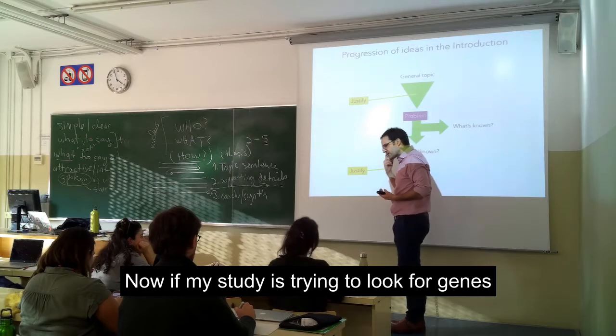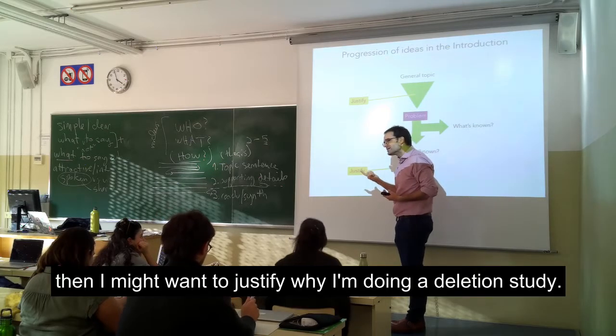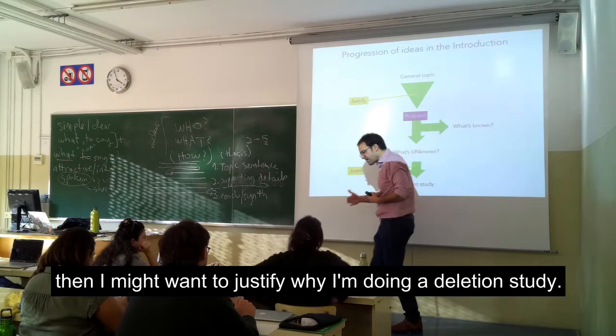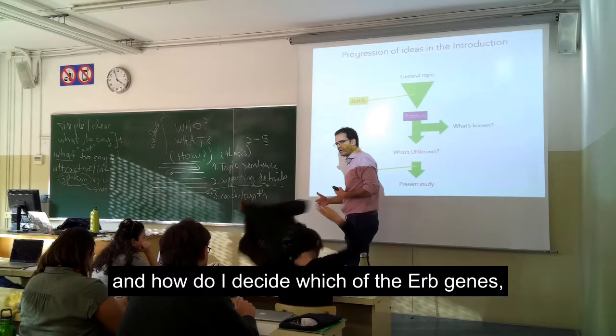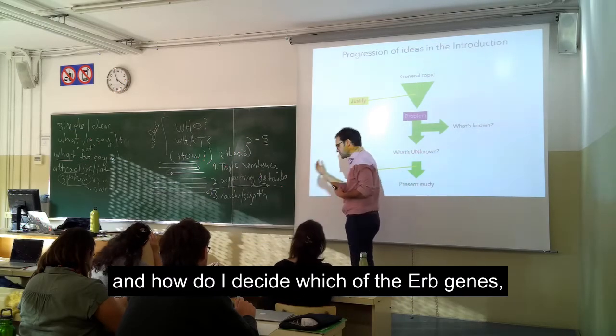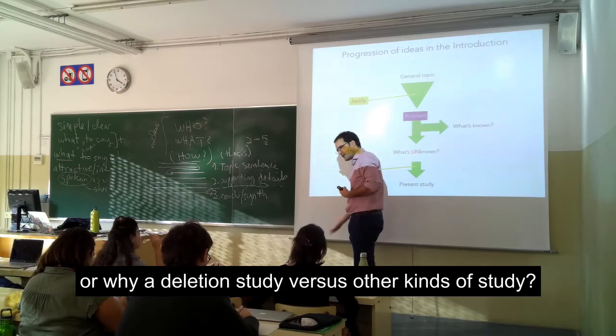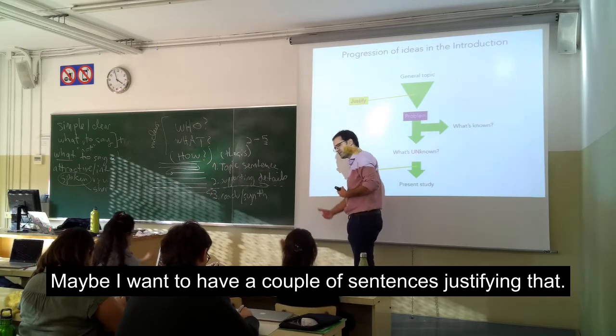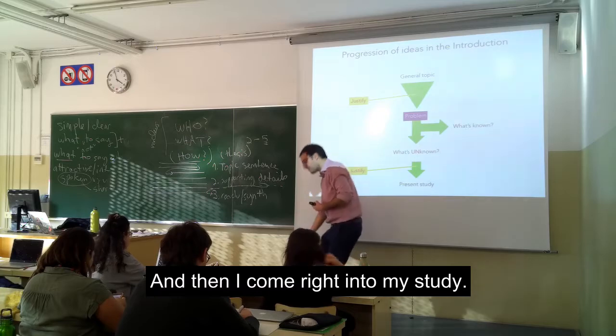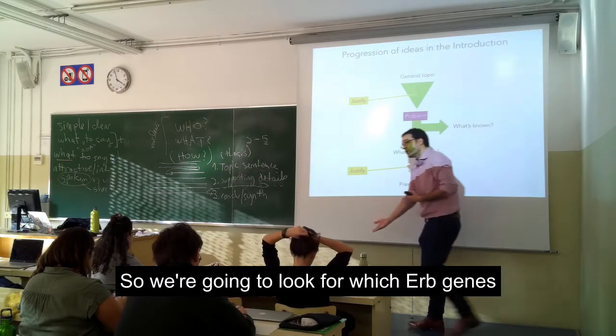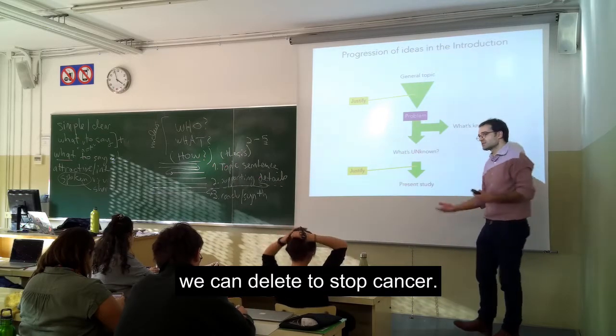Now, if my study is trying to look for genes that I can delete, then I might want to justify why I'm doing a deletion study. And how do I decide which of the herb genes, or why a deletion study versus other kinds of study? Maybe I want to have a couple of sentences justifying that. And then I come right into my study. So we're going to look for which herb genes we can delete to stop cancer.